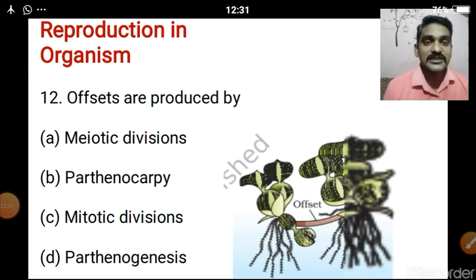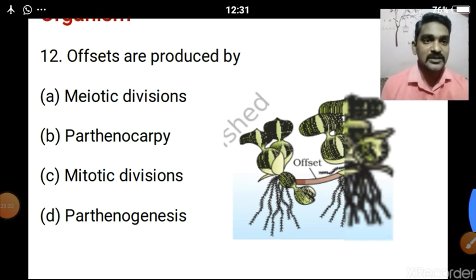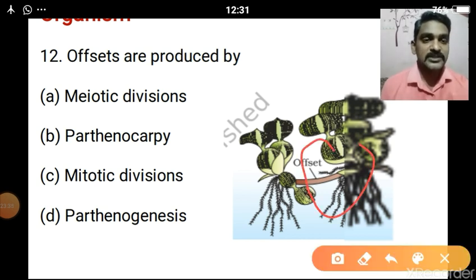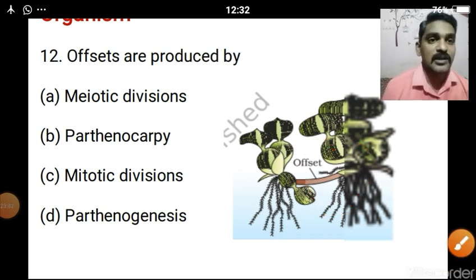So the option is mitotic division. Through repeated mitotic divisions in asexual reproduction, offsets will be produced. You can see I have given the diagram here, the offset. This is the water hyacinth, Eichhornia, also called the terror of Bengal. Here the offsets are produced through mitotic division.